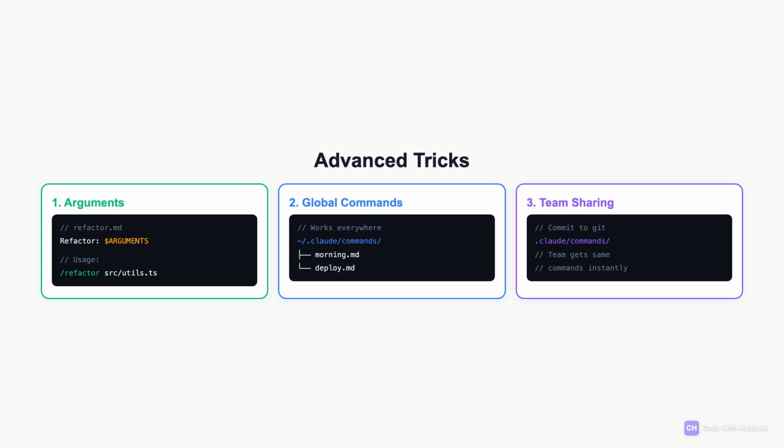Trick number 3, team sharing. This is huge. The .claude/commands folder is just a regular folder in your project. Commit it to Git, push it, and your entire team gets the same commands instantly. Everyone on the team can type /pr and get the same consistent pull request format. No more "how do I write a PR description" questions in Slack.